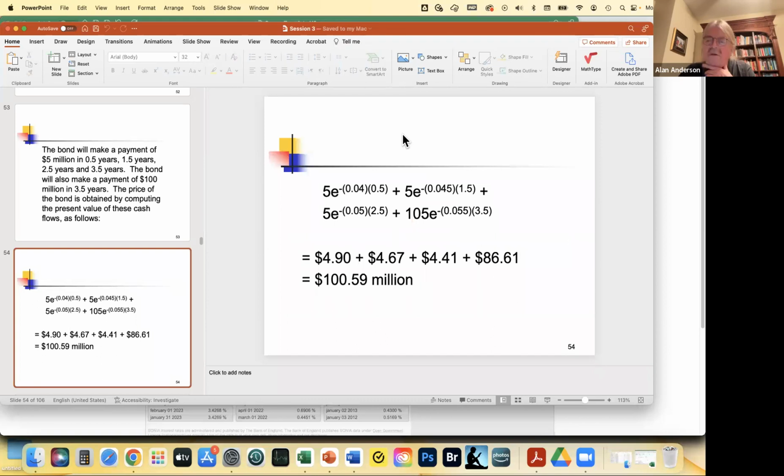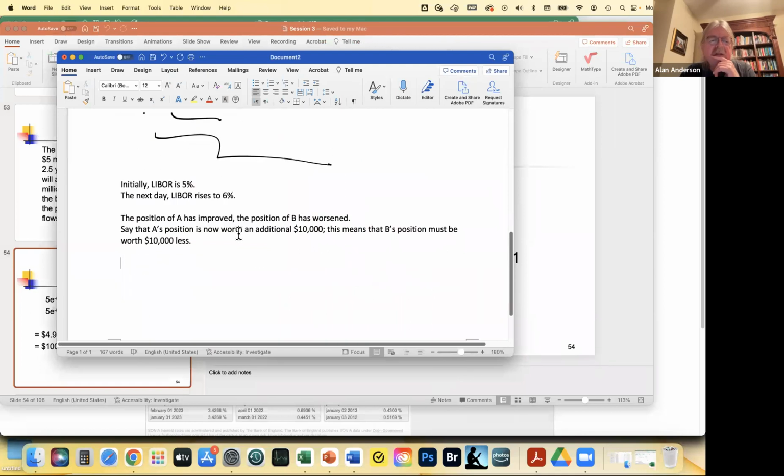What are those cash flows worth to us today? Well, what we're going to do is calculate their present value. We talked about this last time. The present value of a sum received in the future is the amount that must be invested today in order to be worth that sum in the future.